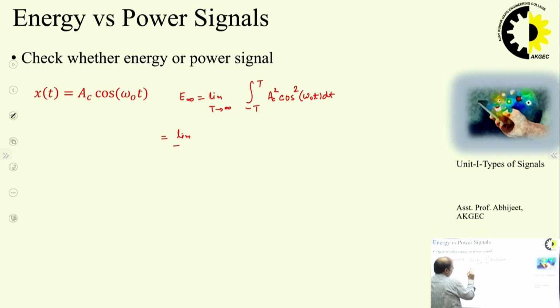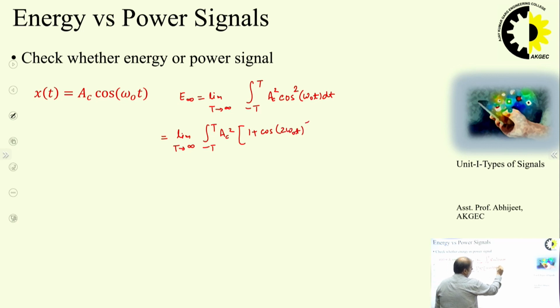So what we will do, we'll perform the limit T tends to infinity, minus T to plus T. A C square is a constant. What we can do is use 1 plus cos 2 theta, so this is 2 omega naught t, divided by 2, and the 2 I am taking outside. Now if I evaluate this integral and put the limits, I'll get A C square by 2 here, since it is only 1. So I will have some integration there, but the first part will be 2T, and the second part I'm letting be I.